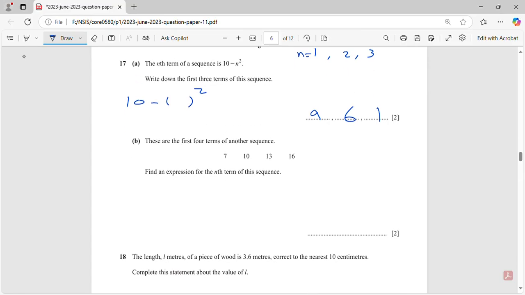This is the first four terms of another sequence. Find an expression for the nth term of this sequence. Each time we are adding 3, so it's 3n, not n plus 3. Is the first term 3? No, it's 7. So for 3 to become 7, I have to add 4. Do you understand this?